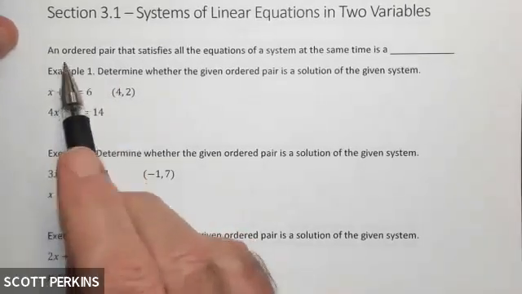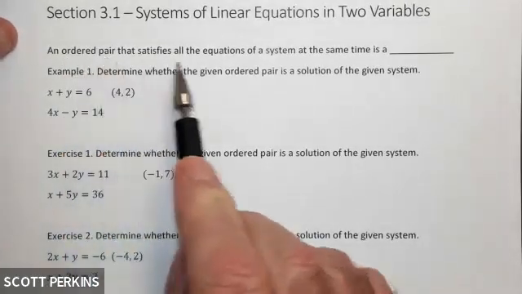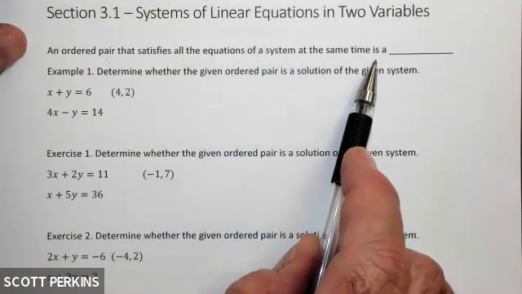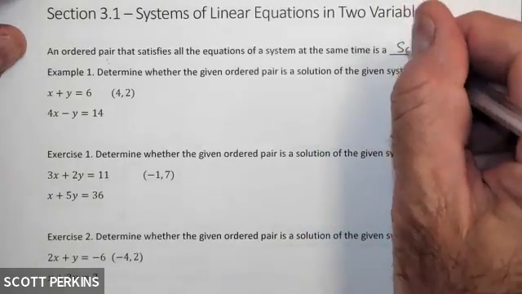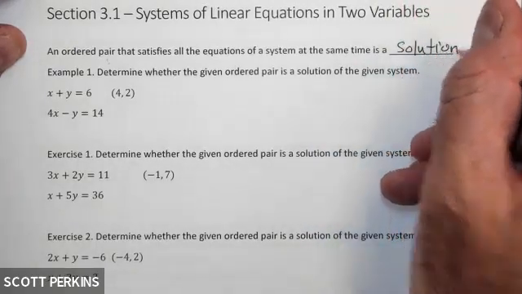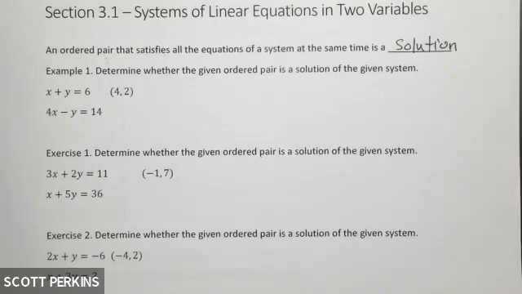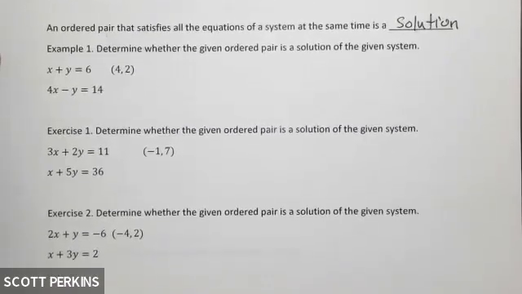So starting out, an ordered pair that satisfies all the equations of a system at the same time is called a solution. Okay. So an ordered pair that satisfies all the equations of a system at the same time is called a solution. So in example 1, I show you what is a pretty typical system of equations.